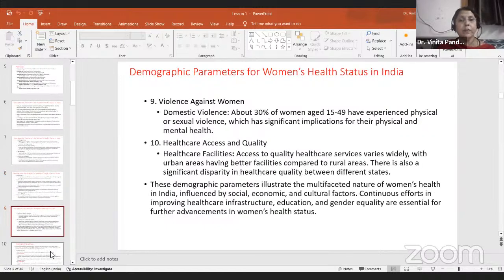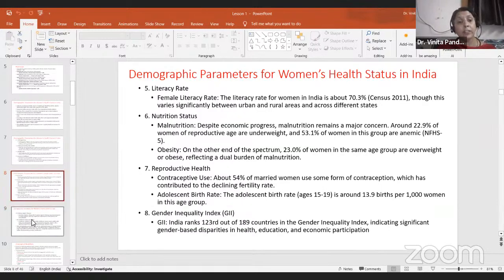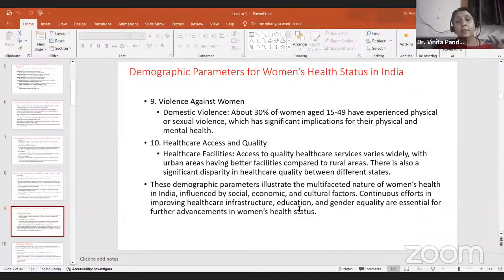Now, to proceed further, violence against women. See, friends, issues like violence against women or gender inequality index, these two factors can be very, very critical, and might have a direct linkage with women's health, because if more and more women are suffering sexual violence or domestic violence or violence in any form, physical violence, it will have its impact on the mental health of women also.